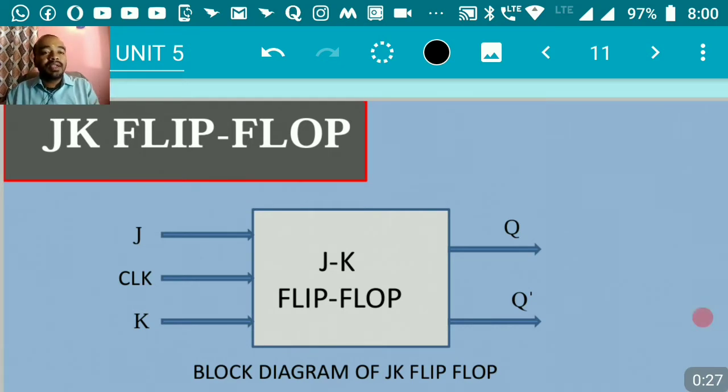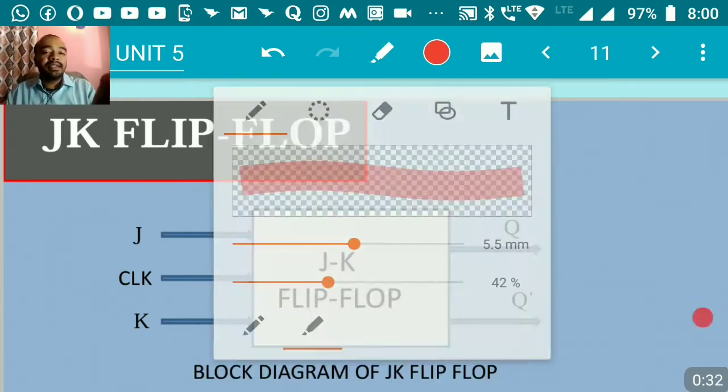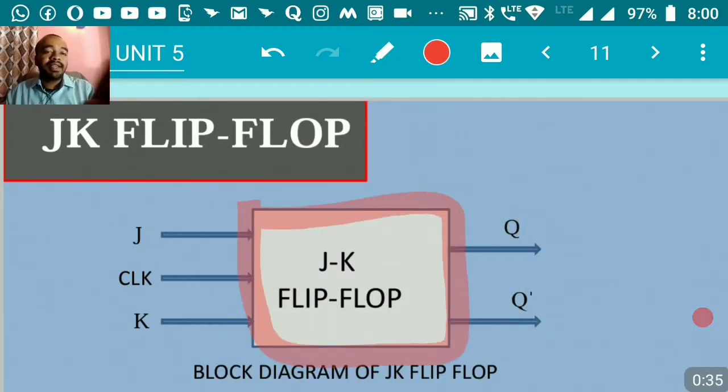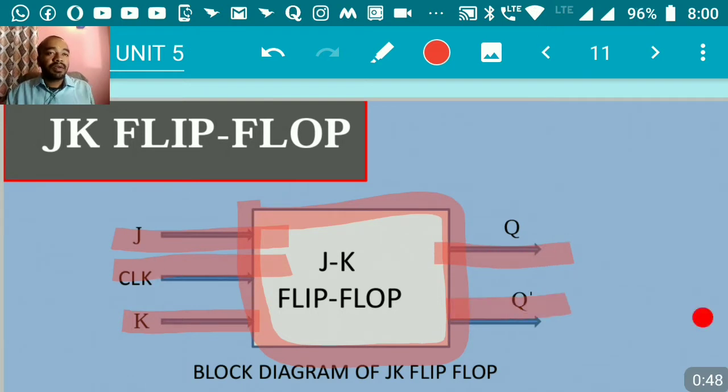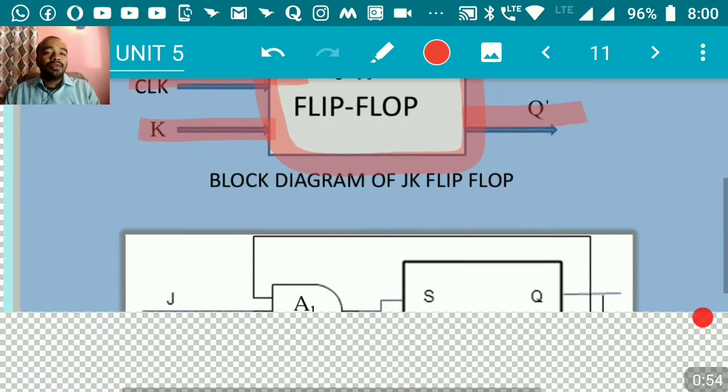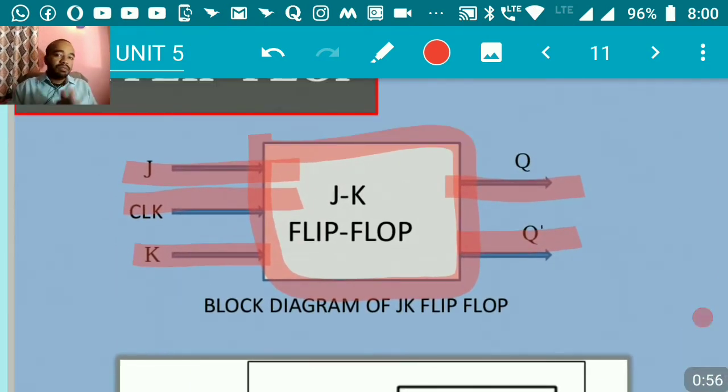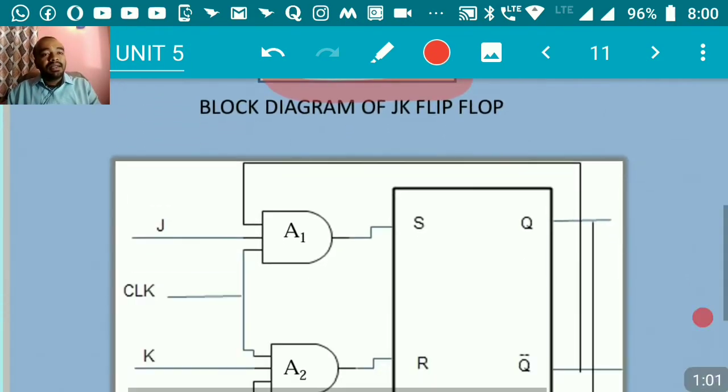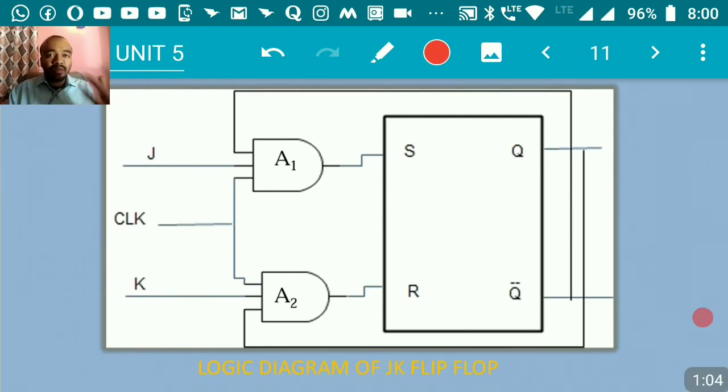So we have a block diagram, a block that is written over here like this. Let me just take the highlighter. This is your JK flip-flop block, and it is having three inputs: J, clock and K. J, K and clock are the three inputs that are given to the JK flip-flop, and it is going to have two outputs. This is the block diagram of the JK flip-flop.